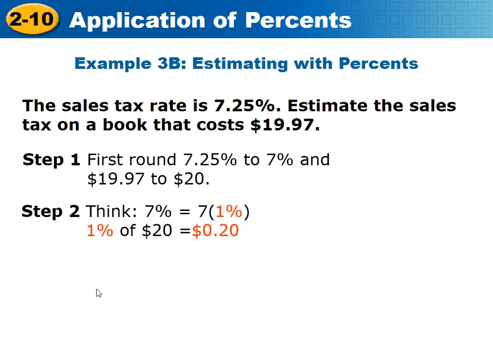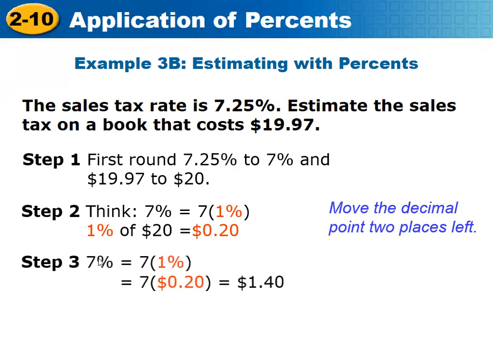Think 7%. Which one is easier to calculate? If you want to calculate 7%, I can calculate 1% and then multiply by 7, right? How? 1% of 20, we have to move 2 digits to the left, so it will be 0.2. Then I'm going to multiply it by 7.